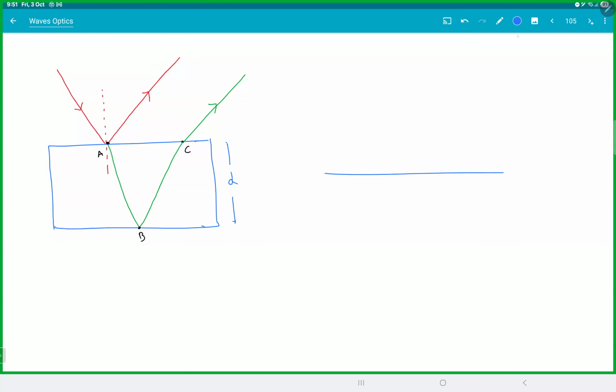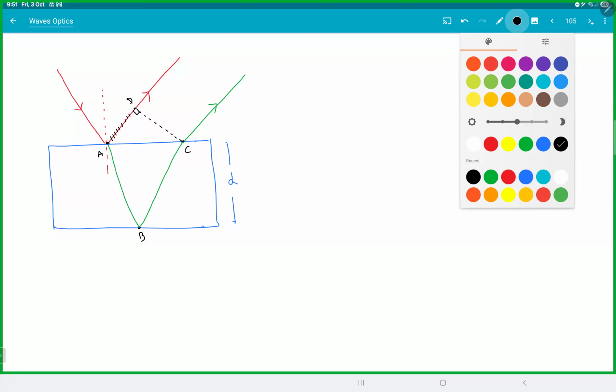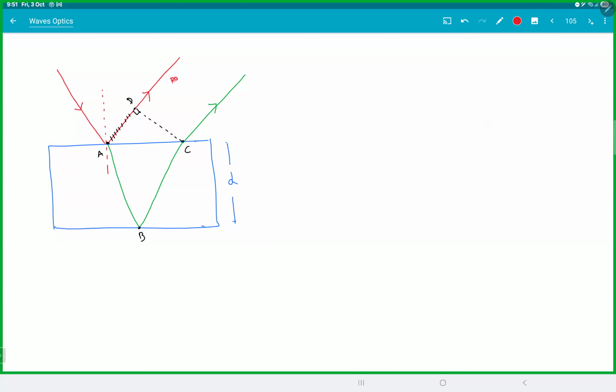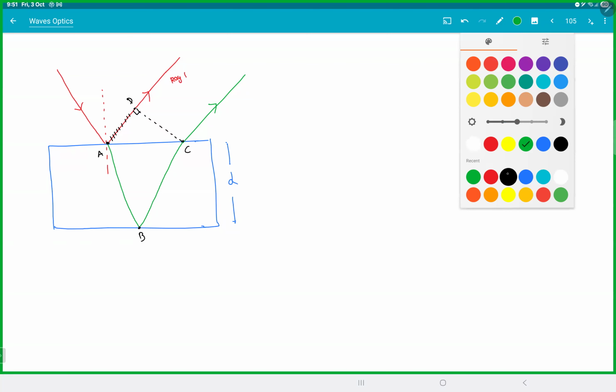Look at this. If this was the slab, if this was the red one, and if this was the green one, do you think they're traveling the same distances? No, right? If I drop a perpendicular, this and this will be the same, agreed? So outside the slab, the red one is actually traveling slightly more. So from this point, if you drop a perpendicular, let's call this point D, this is the extra distance traveled by ray 1. So ray 1 is traveling the distance AD outside the slab.